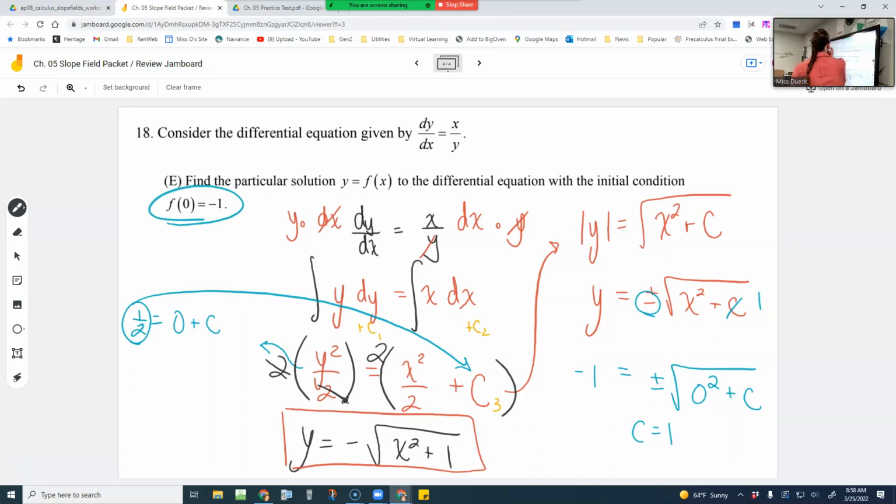But at the end of the day, we did have to choose that negative square root, whereas for the other one, we had to choose the positive square root. That comes back to the absolute value. That comes from the square root of the square.